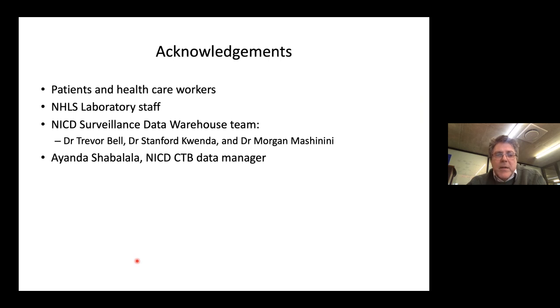staff, huge numbers who conduct these tests, the NICD surveillance data warehouse team, Dr. Trevor Bell, Dr. Stanford Quenda, and Dr. Morgan Mashini, and Leander Shabalala, the NICD Center for TB data manager. I will stop there, and we can take questions.